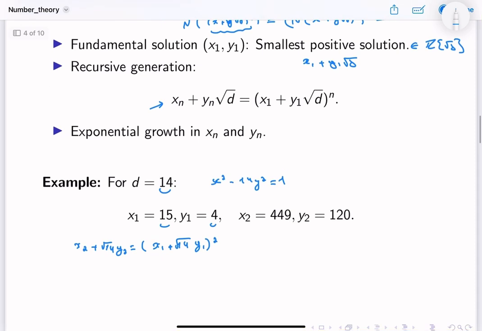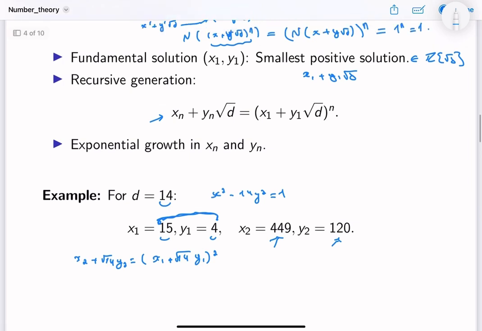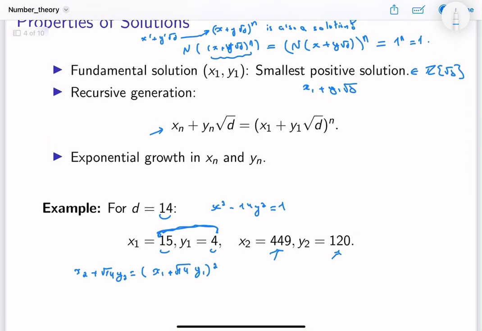If we just square this, let alone raising it to the 1000th power or whatever, look how big the numbers became. So the growth of this solution is exponential.